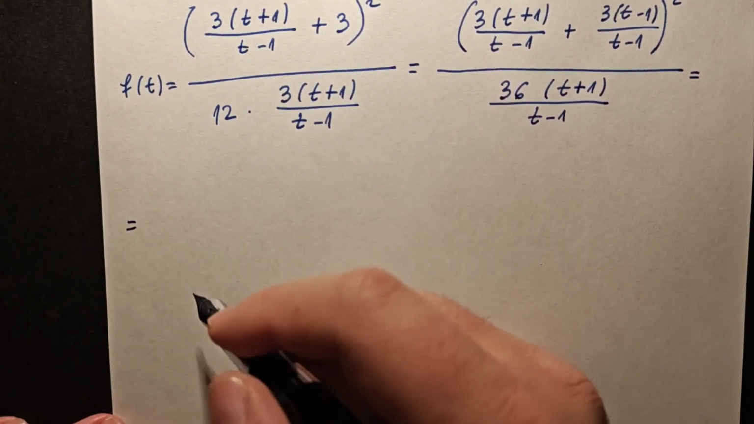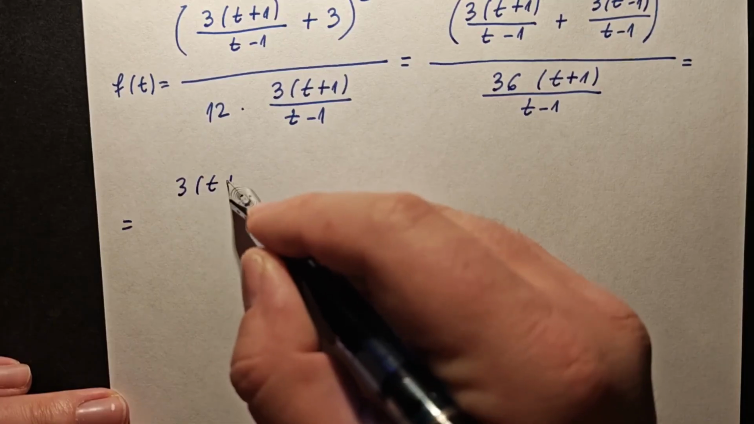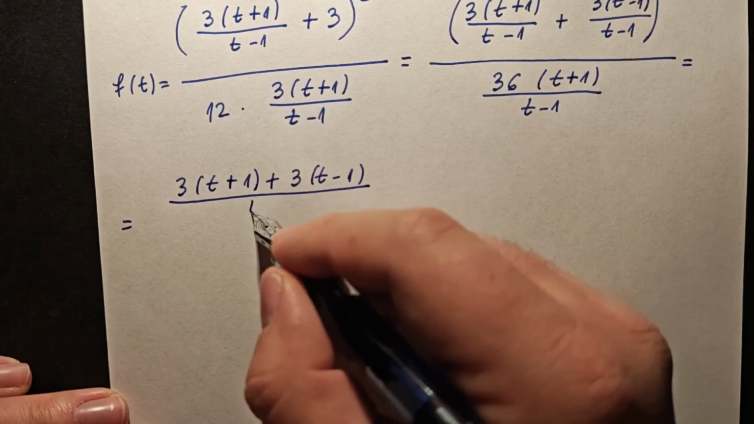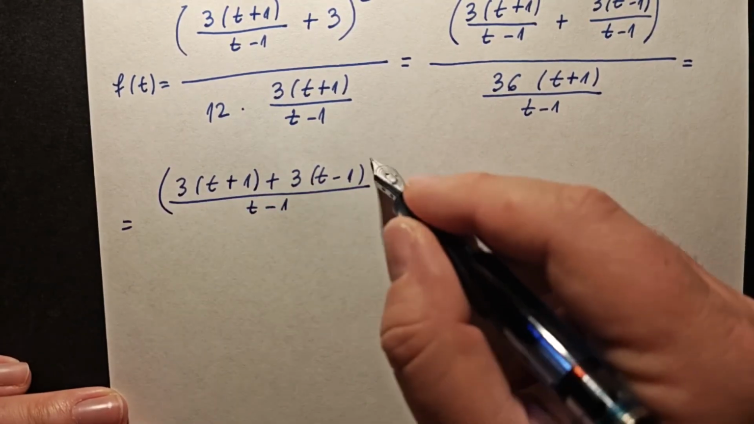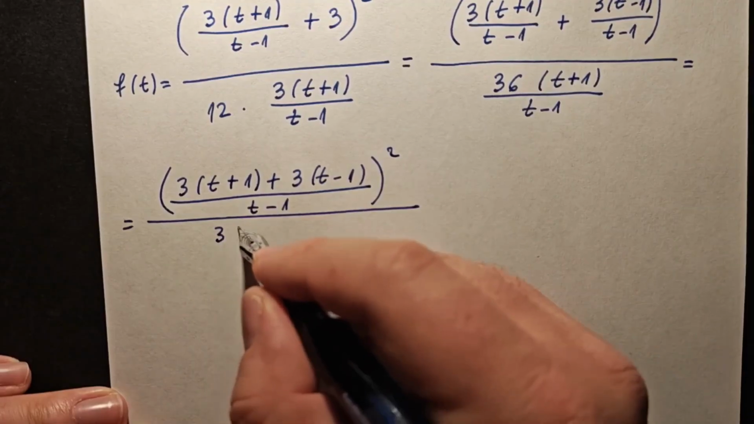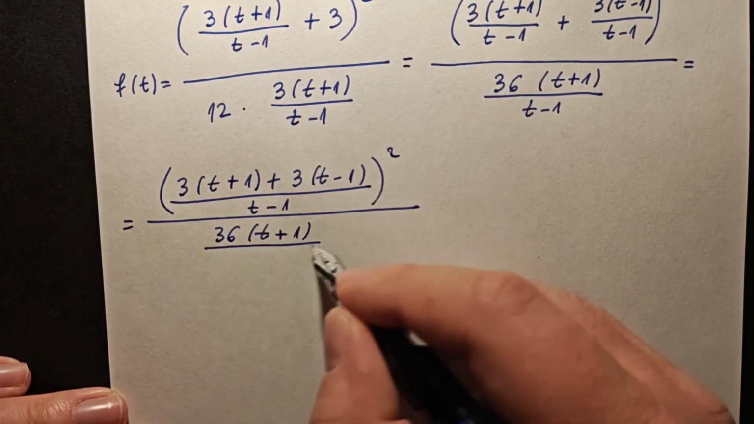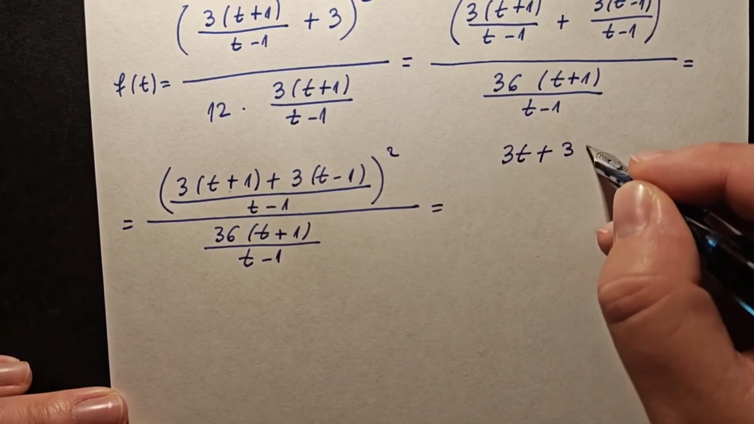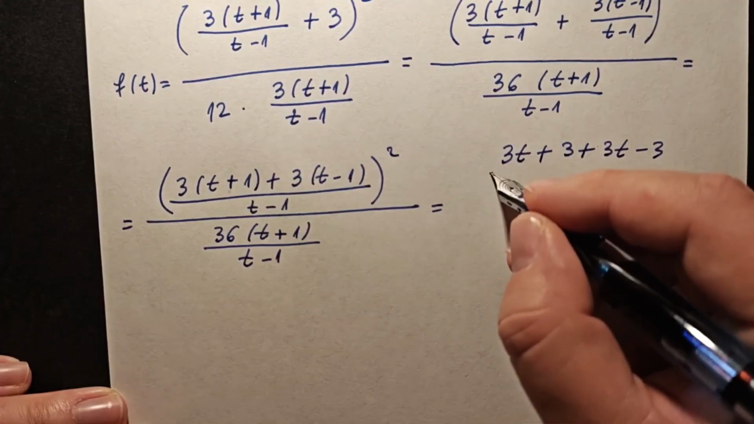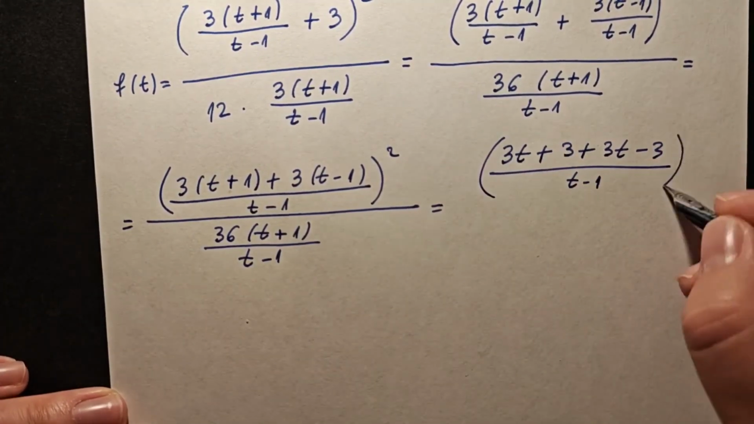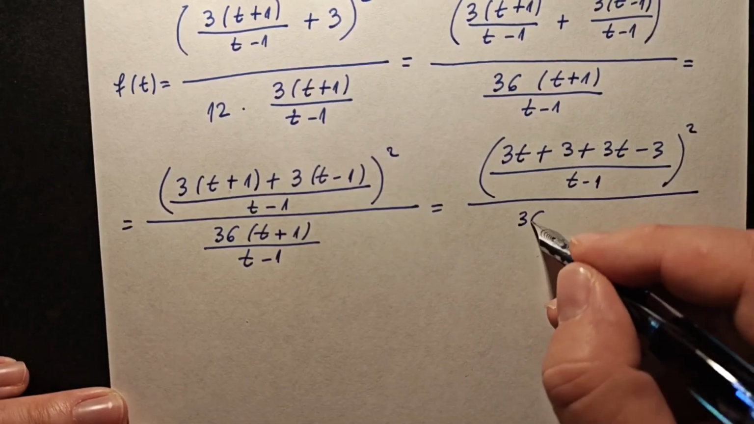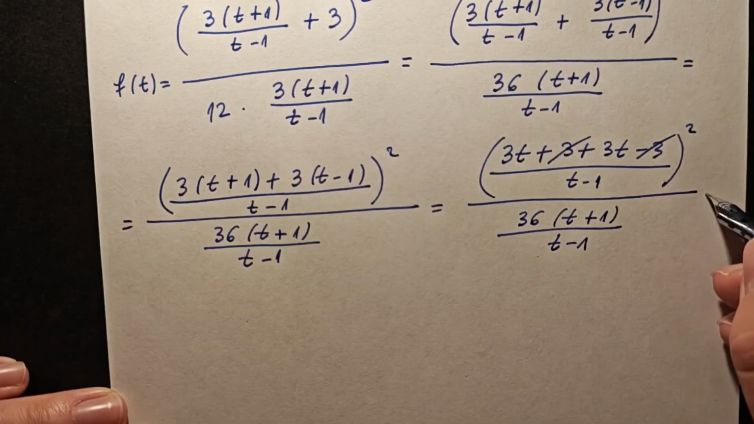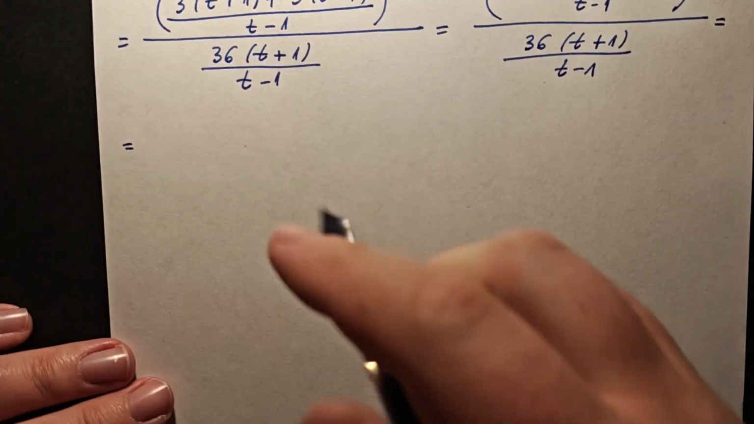And then this is equal to (3t + 1 + 3t − 1) over the same denominator (t − 1)², divided by (36t + 1) divided by (t − 1). So this is (3t + 3 + 3t − 3) divided by (t − 1)², divided by (36t + 1) divided by (t − 1), and the 3s are going to cancel out.